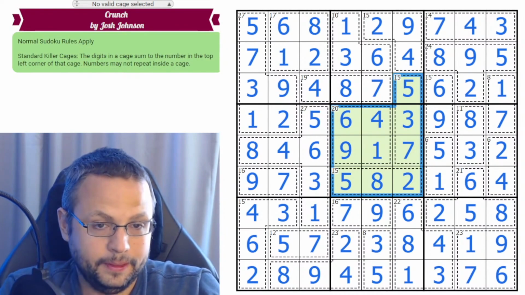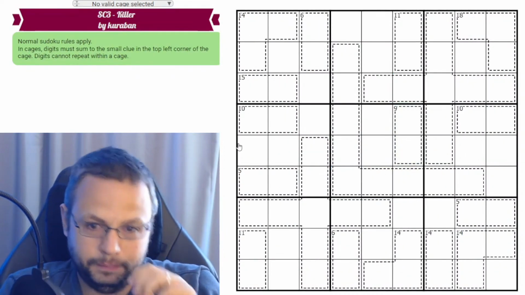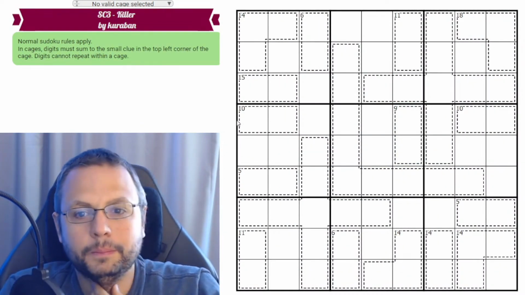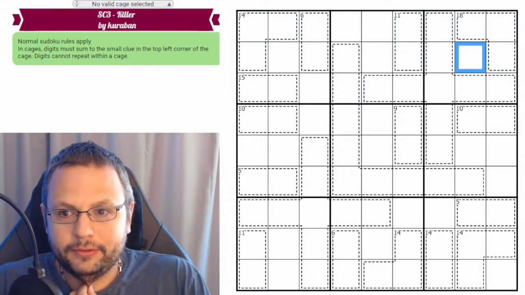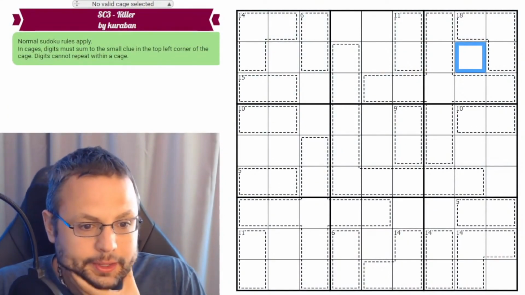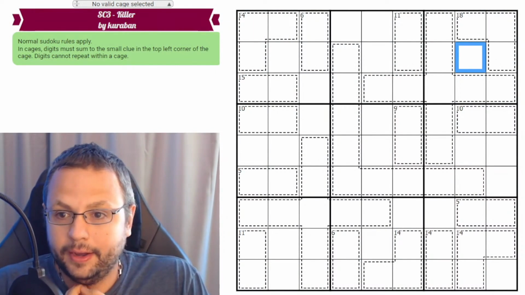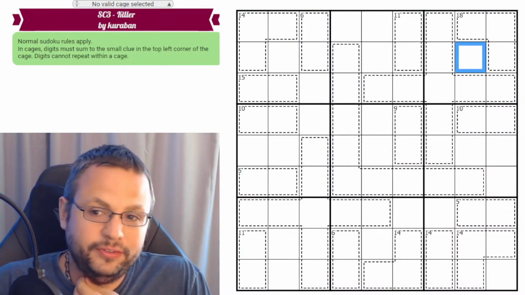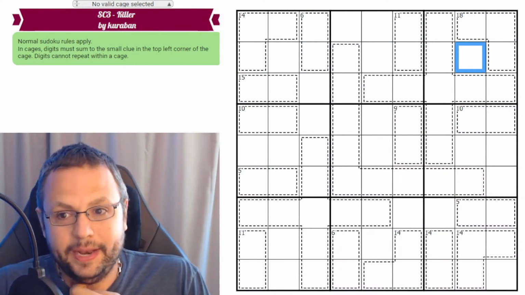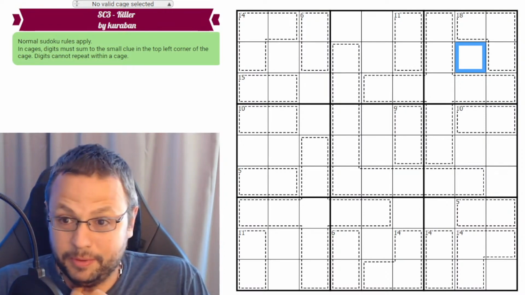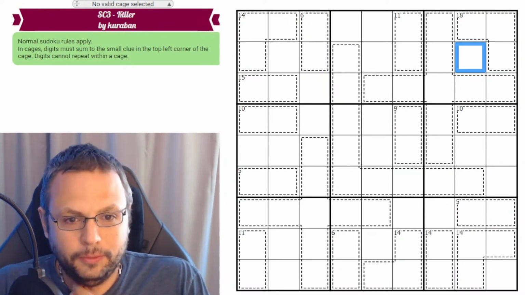Alrighty. So let's do more. Alrighty, let's look at Kuraban's killer puzzle. So Kuraban has done a bunch of single constraint puzzles that have all been excellent. So this is single constraint puzzle number 3. This is the killer puzzle.